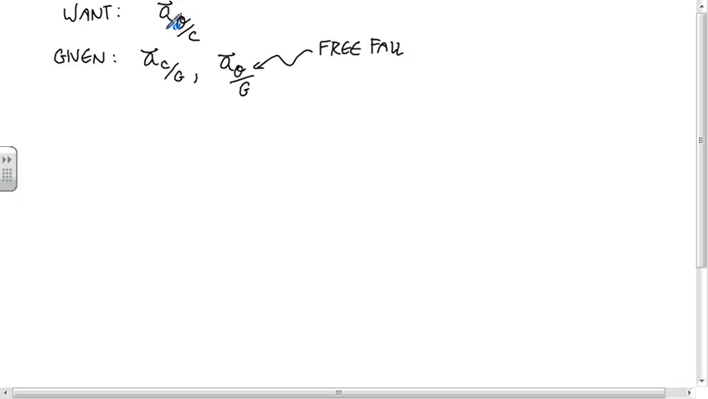So now we want to come up with an equation that uses these three quantities. The way you can do this is the acceleration of the object relative to the ground is equal to the acceleration of the object relative to the car plus the acceleration of the car relative to the ground. So write it out. Make sure that fraction thing works. If not, you have it written wrong and you have to try it again.